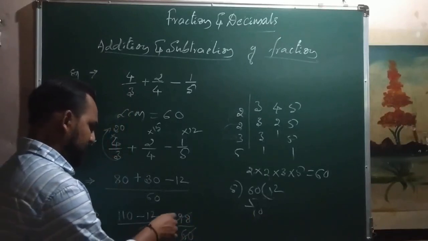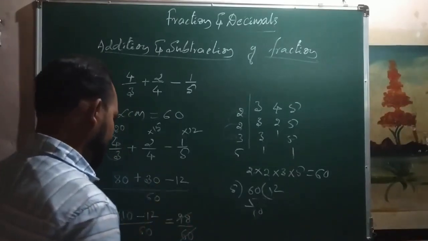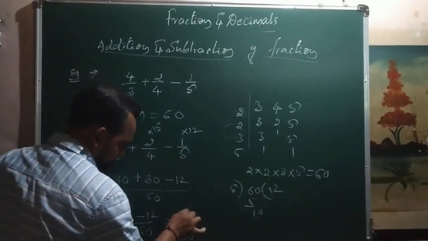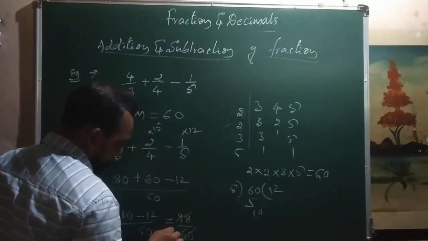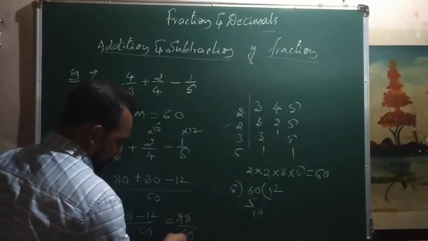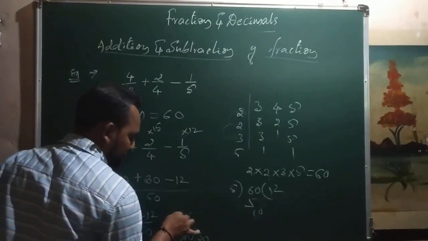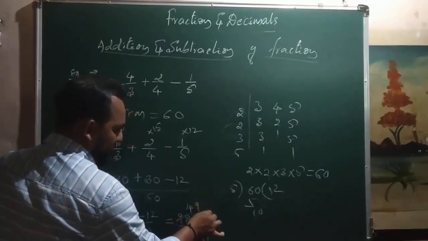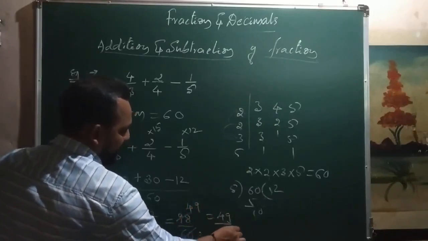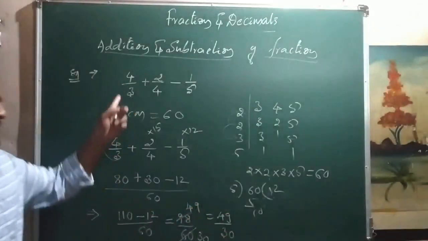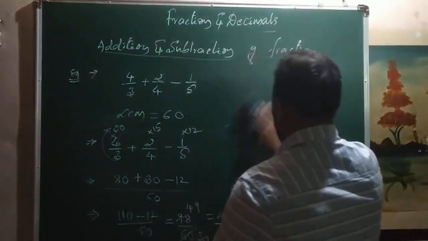9 ones here, 9 plus 8 is 17. Okay, here 3 3s are 9, 4 2s are 8. Okay, 2, then 2 30s, 2 4s are 8, and 2 9s are 49 by 30. The 49 by 30 is the answer of this question. Okay, then solve the next one.